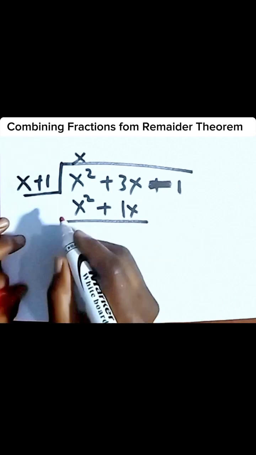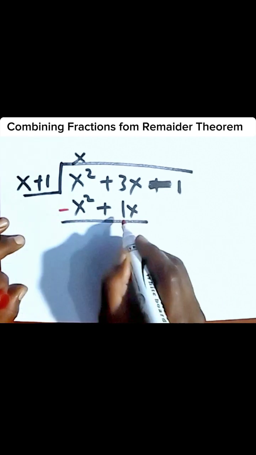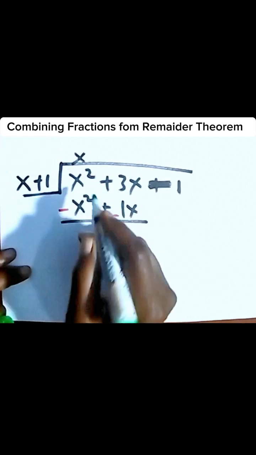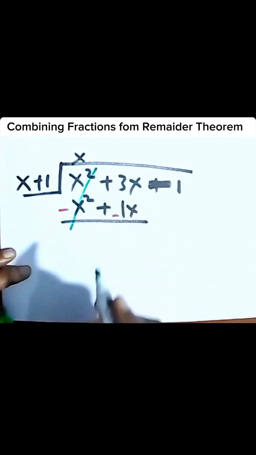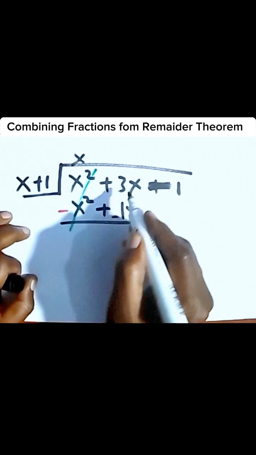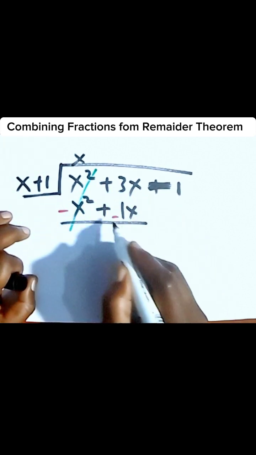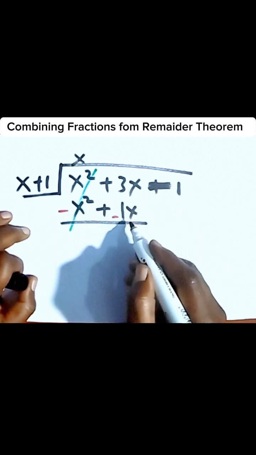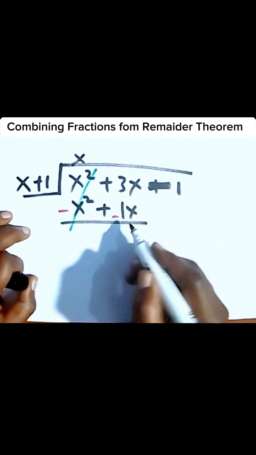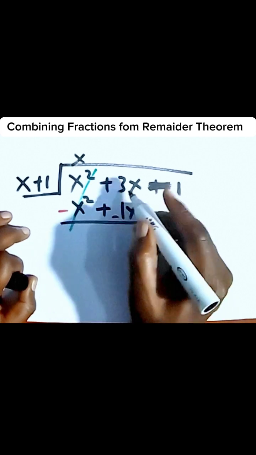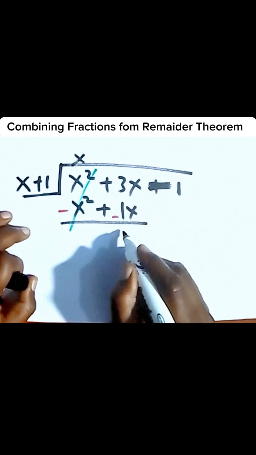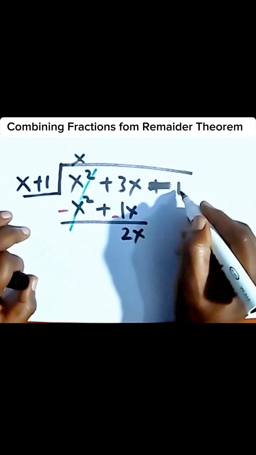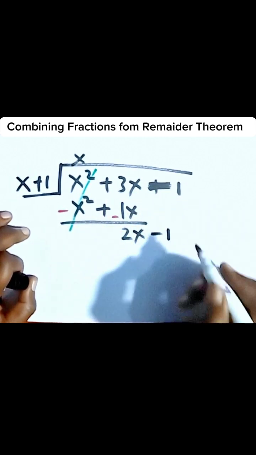And to do that, we said you have to be very, very careful about the sign. So x squared minus x squared will just cancel out, while 3x minus 1x, because plus times minus gives you a minus. So 3x minus 1x will give us 2x. And then you bring down this other part of it, which is minus 1.